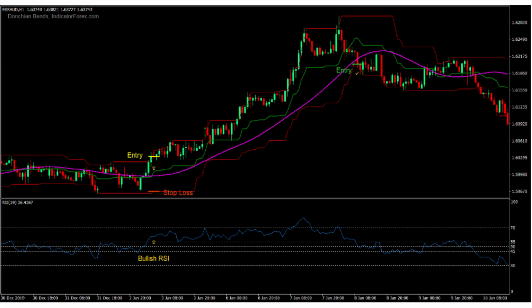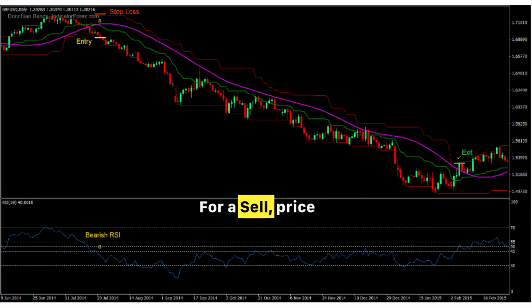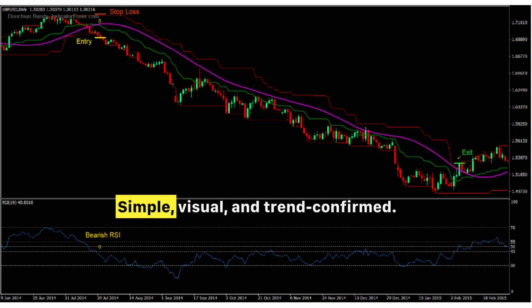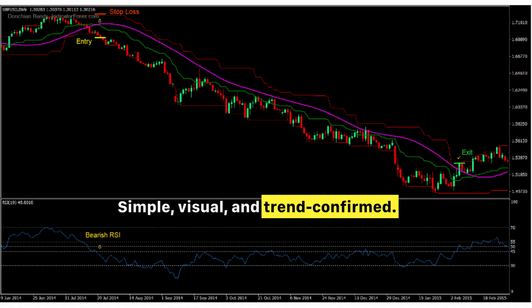Here's how it works. For a buy, wait for price to break above the upper Donchian band and be above the 50 SMA. For a sell, price must break below the lower band and be below the 50 SMA. Enter on the candle close. Set stop loss just outside the opposite Donchian band. Simple, visual, and trend confirmed.